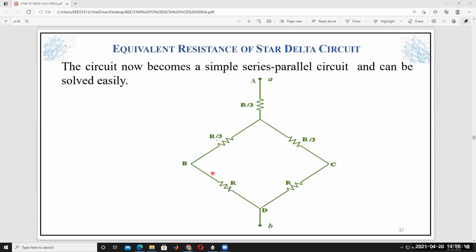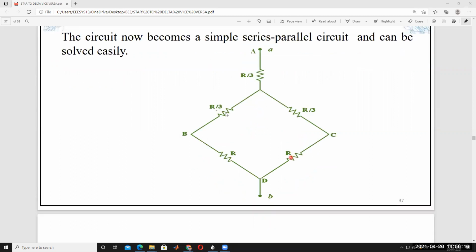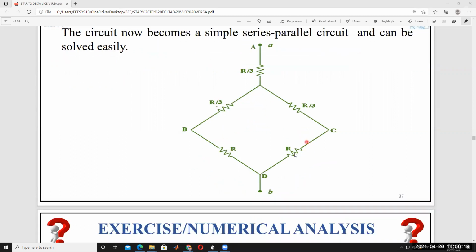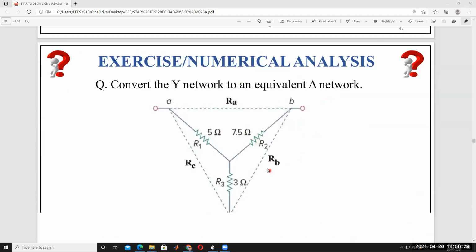These two resistors will become series, and these two resistors become series, each equivalent resistance in series with R by 3. So R plus R by 3 and R plus R by 3, these two are in series, and then this equivalent resistance and this equivalent resistance will become parallel and in series with the R by 3. Am I right? Like this.